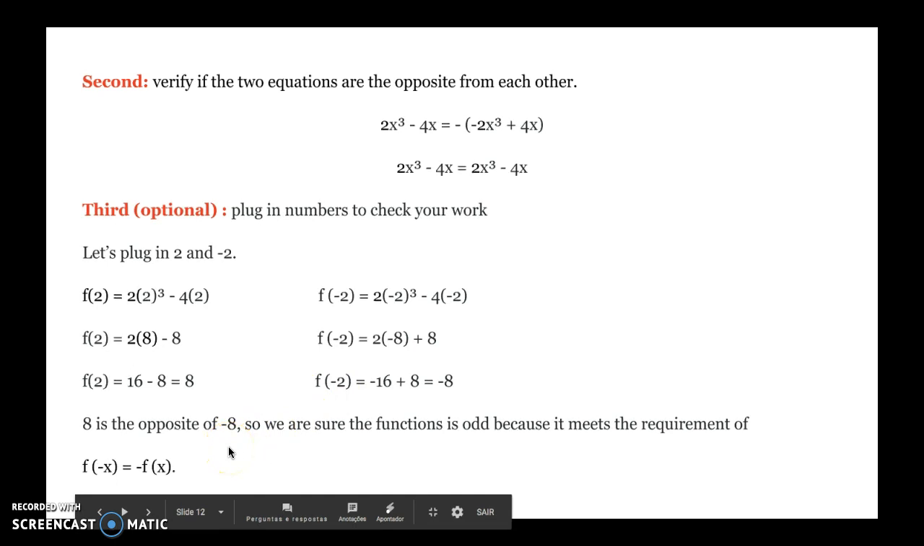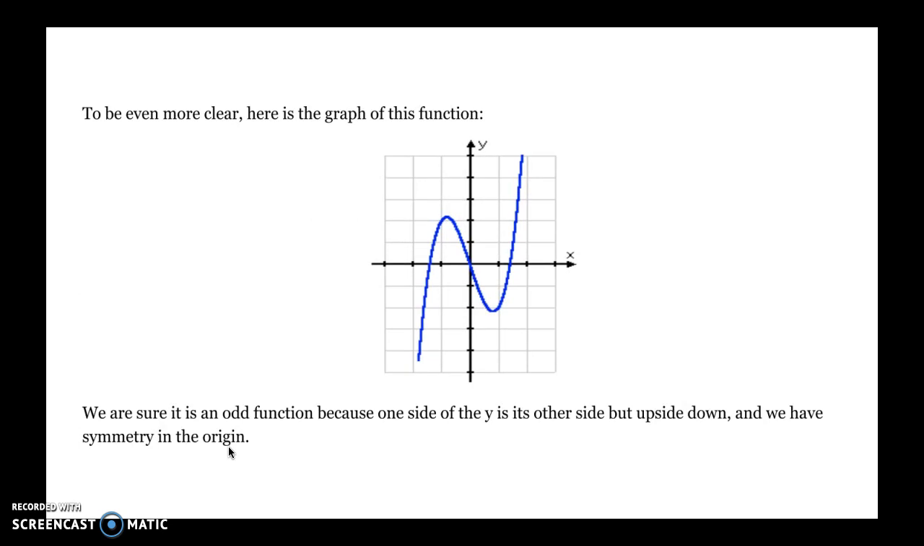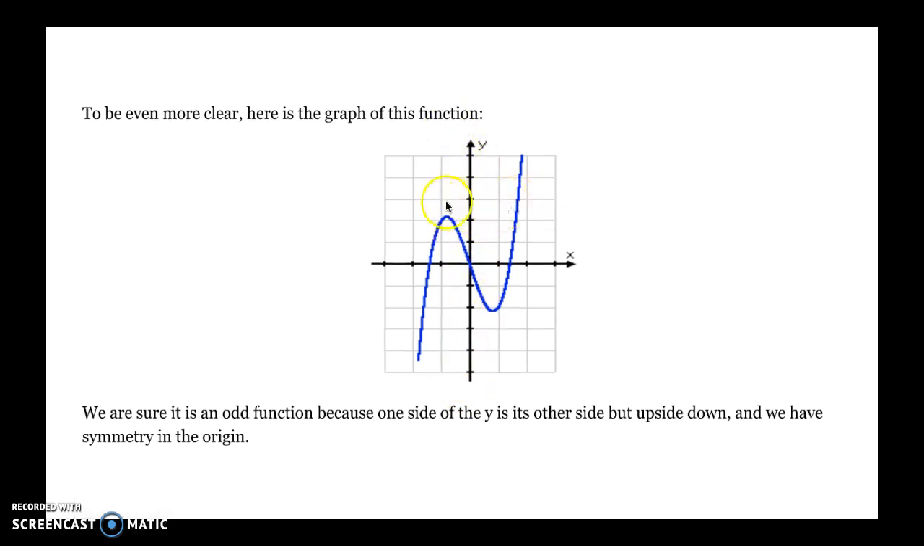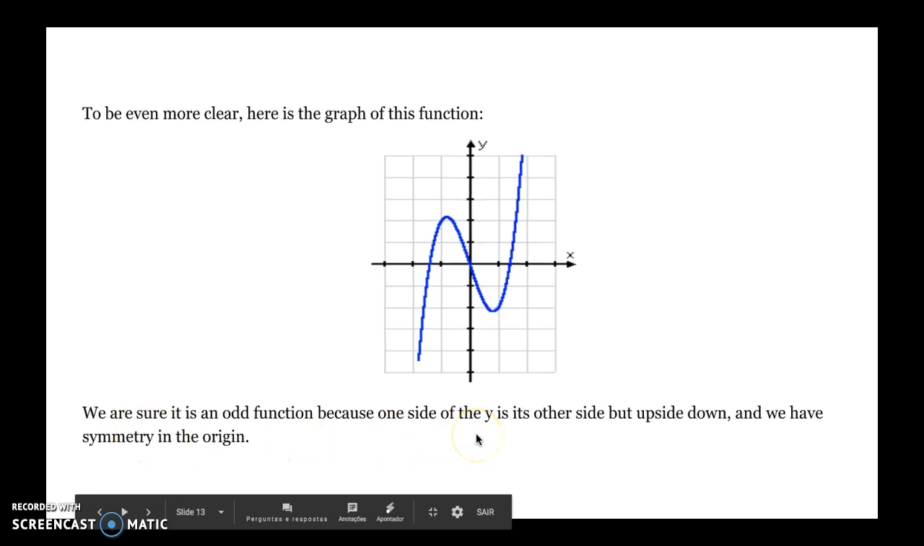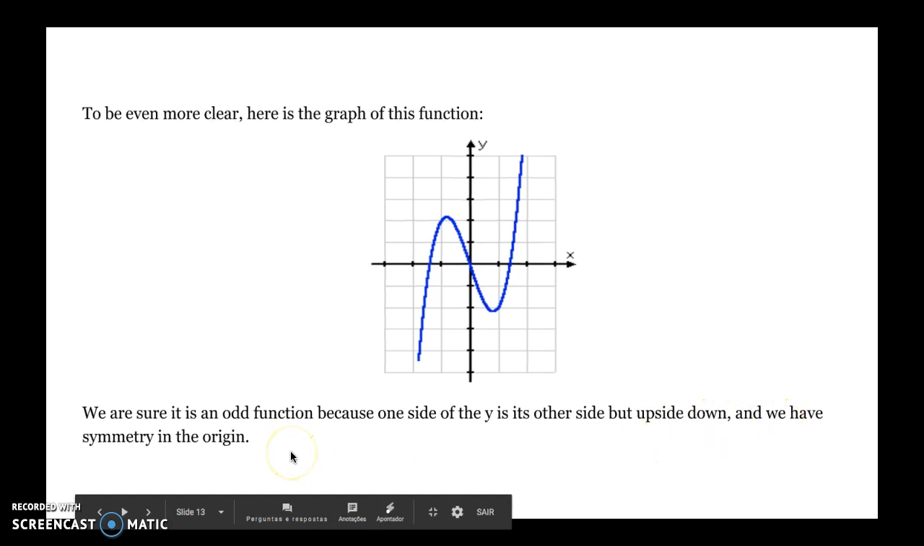So 8 is the opposite of negative 8, so we are sure the function is odd because it meets the requirement of f of negative x equals negative f of x. And to be even more clear, here's the graph of this function. So this is the graph, and we see that the y-axis is not our symmetry anymore. This part is not the same as this one, but the origin is, because this part, if we turn it upside down, it will be something like that, and it will be exactly the same as this side over here. So we are sure it is an odd function because one side of the y-axis is its other side but upside down, and we have symmetry in the origin.